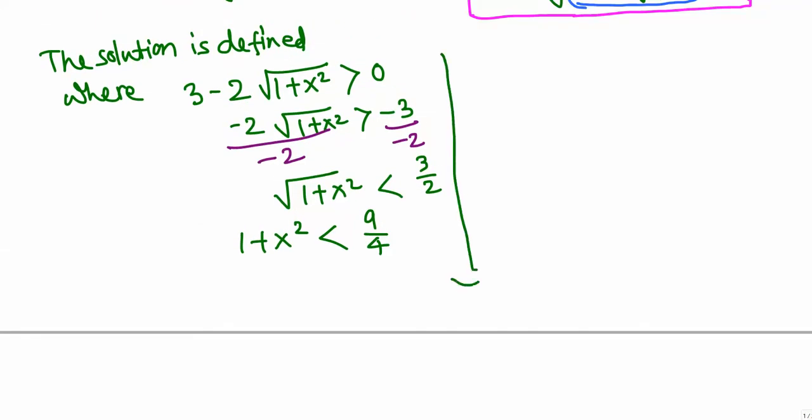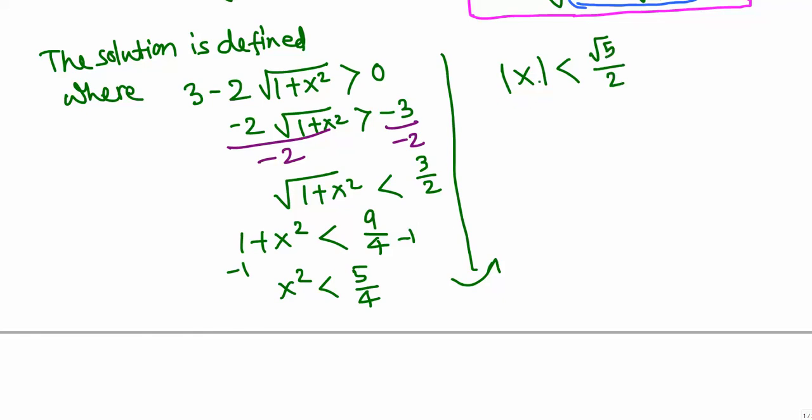Now subtract 1 from both sides. You get x squared less than 9/4 minus 1. 1 is 4/4. 9/4 minus 4/4 is 5/4. So x squared is less than 5/4. Take the square root of both sides, we get absolute value of x is less than square root of 5 over 2.